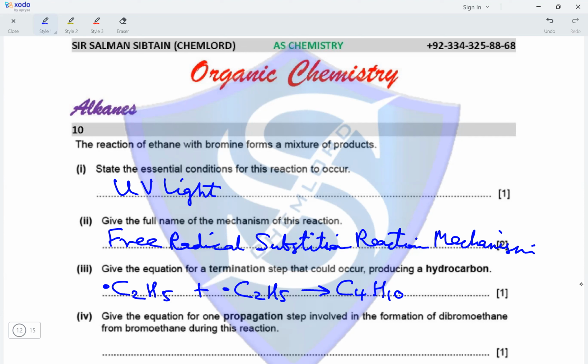Give the equation for one propagation step involved in the formation of dibromoethane from bromoethane during this reaction. So we have the formation of dibromoethane. So the radical would contain C2H4 and one Br are already present, and this would attack a bromine molecule, producing a dibromoethane molecule C2H4Br2 and producing a bromine free radical in the process.